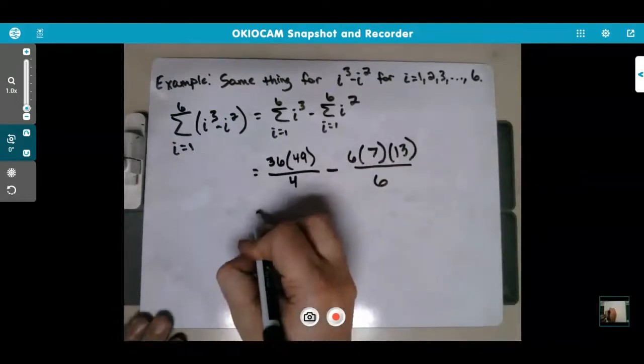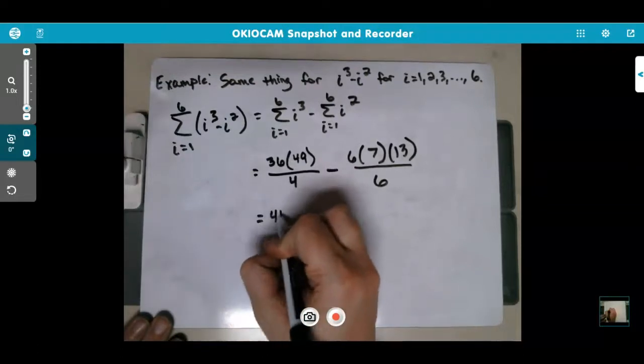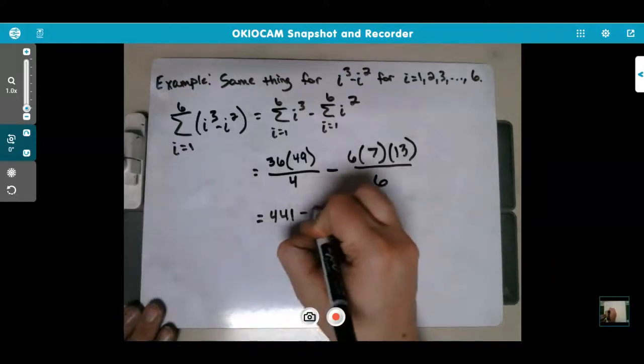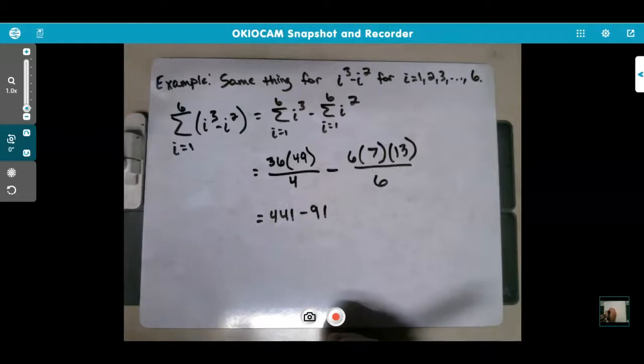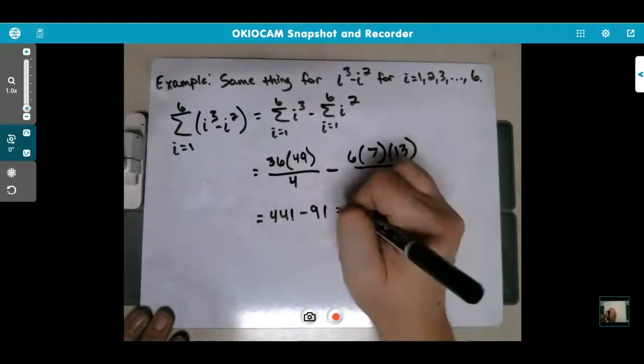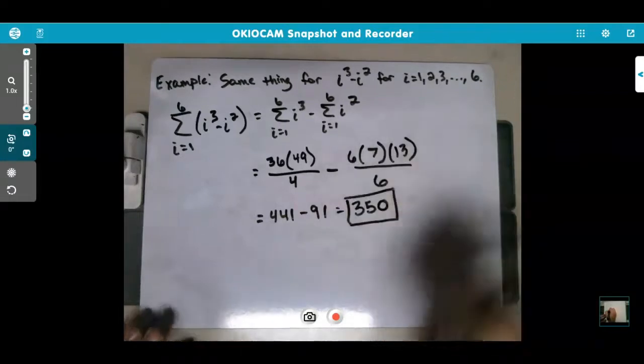If we do 36 times 49 over 4, that's 441. And then if we do negative 6 times 7 times 13 divided by 6, that's negative 91. 441 minus 91 is 350.